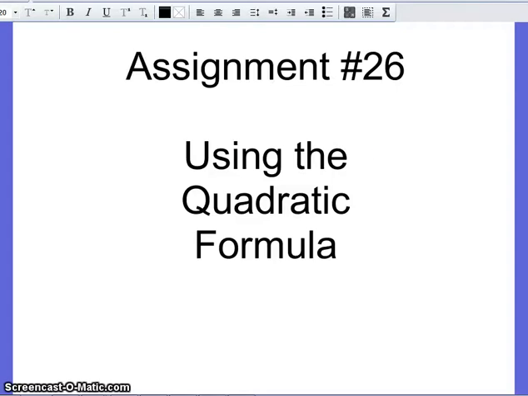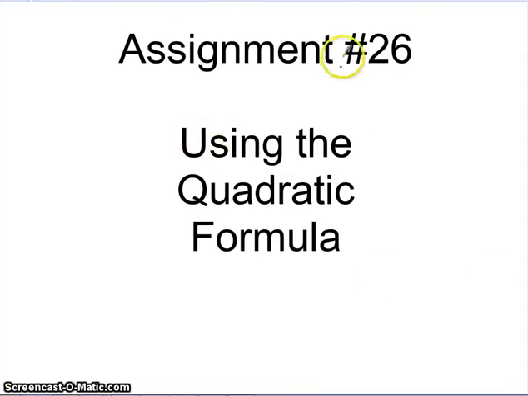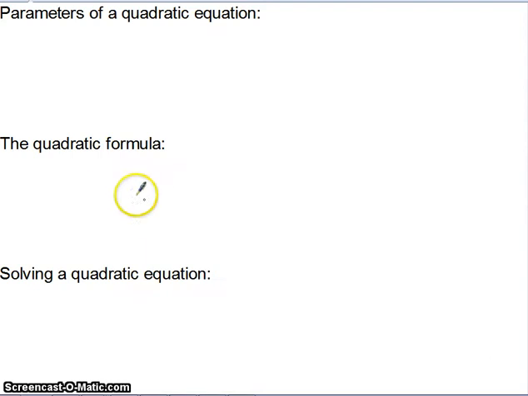All right, at long last I have a chance to record the last assignment, number 26. We're going to be solving quadratics like x squared using a formula. A formula is when you have letters like, I don't know, a plus b times c equals 2, and I'm going to be replacing those letters with numbers. So let's see what that formula is.